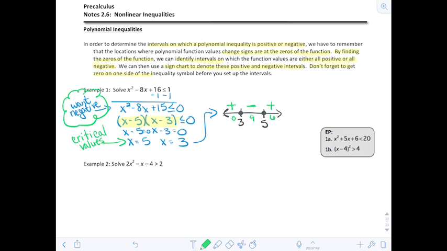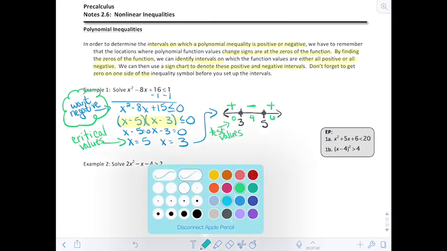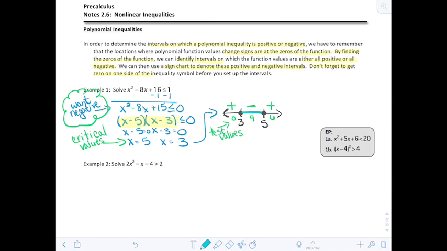Okay, now that we have defined each interval and what kind of signs we have, our solution, remember, wanted negative values. So these were all of our testing values. And what we discovered is if we want negatives, that's going to be in between 3 and 5, including 3 and 5. So the solution for number 1 would be from 3 to 5, including those, so we'd want to make sure we had brackets.